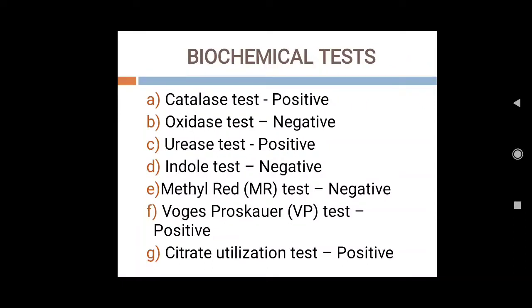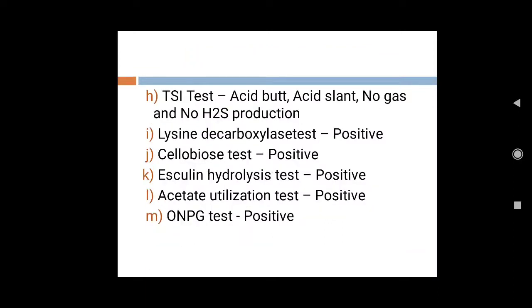Biochemical tests: catalase test positive, oxidase test negative, urease test positive, indole test negative, methyl red test negative, Voges-Proskauer VP test positive, citrate utilization test positive. TSI test: acid butt, acid slant, no gas, and no H2S production. Lysine decarboxylase test positive, cellobiose test positive, esculin hydrolysis test positive, acetate utilization test positive, ONPG test positive.